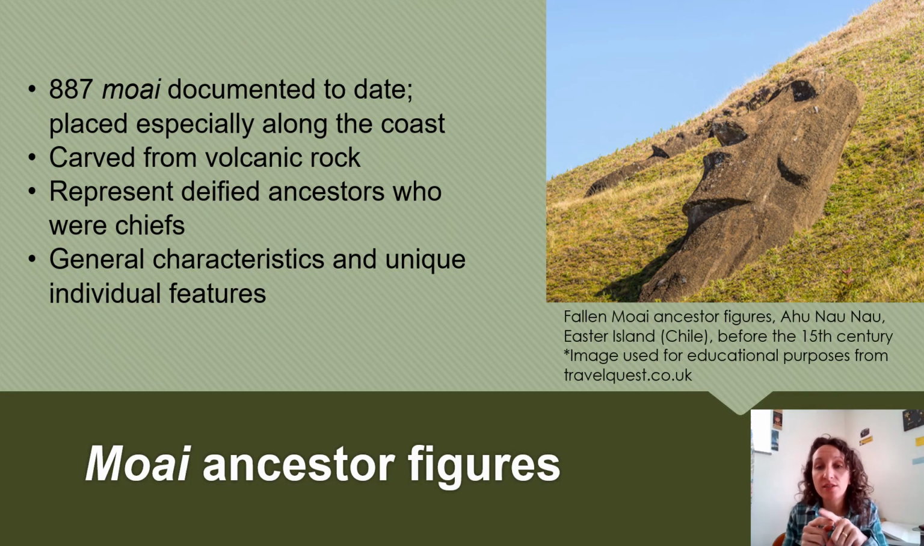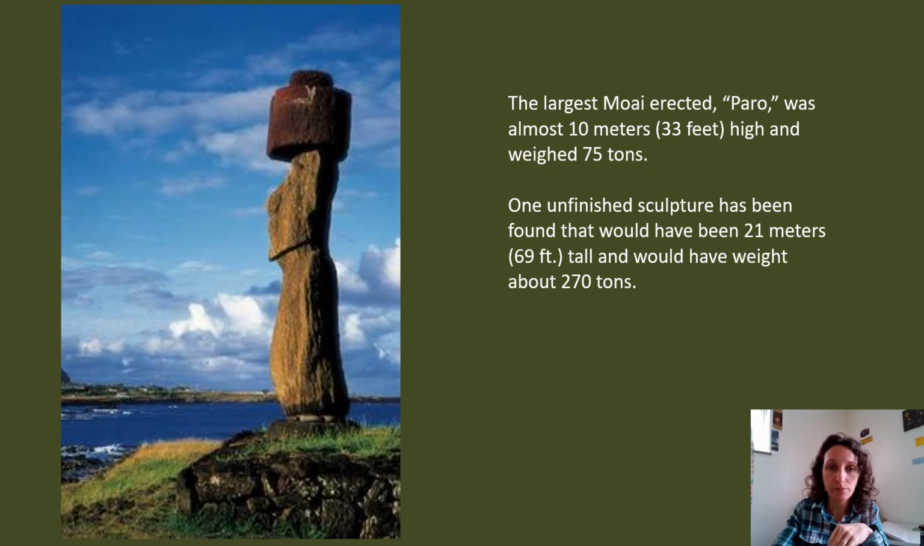All right, so here is another example of that fallen ancestor figure, I'm sorry. And again, these are specific ancestors who were chiefs and they have unique and general characteristics. So they have some elongated characteristics, right? Like these earlobes, but sometimes some of them have wider noses and shorter noses because of their unique individual features of whoever that chieftain was. All right, this is the largest one. Again, these are monolithic. That might be something that you want to make sure you remember for the test, these monolithic structures or sculptures.